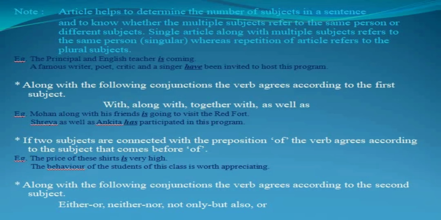The next rule says, if two subjects are connected with the preposition of, the verb agrees according to the subject that comes before of. Here it means when a preposition occurs in a sentence between two subjects. If two subjects are there in a sentence and a preposition comes between, then in that case the verb must be used according to the subject which comes just before the preposition.